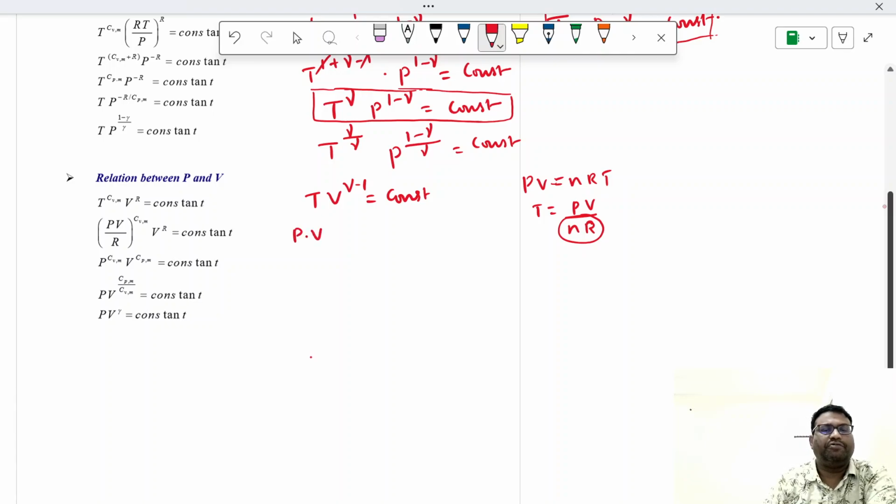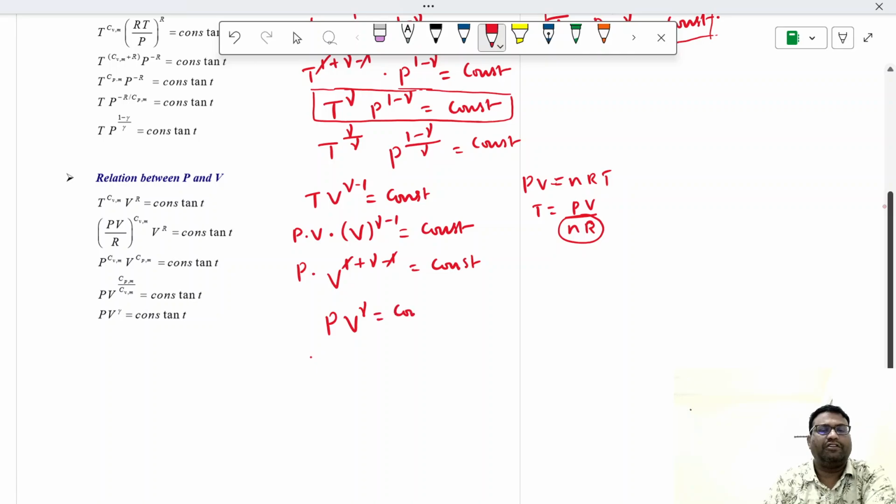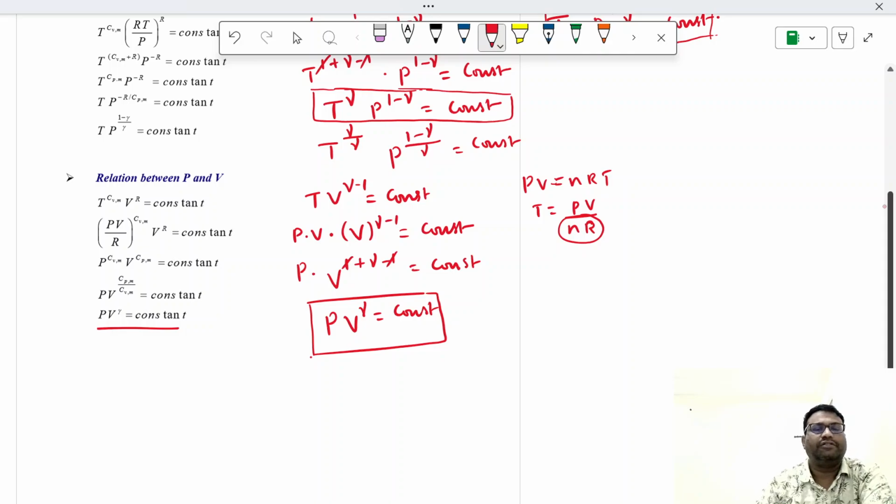So P into V power gamma minus 1 is equal to constant, right? So P into V power 1 plus gamma minus 1 is equal to constant. 1 and minus 1 get cancelled. PV gamma is equal to constant. So this is the relation between P and V. PV gamma is equal to constant.